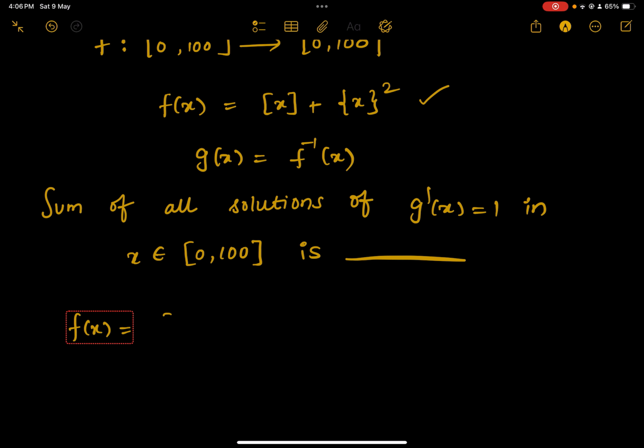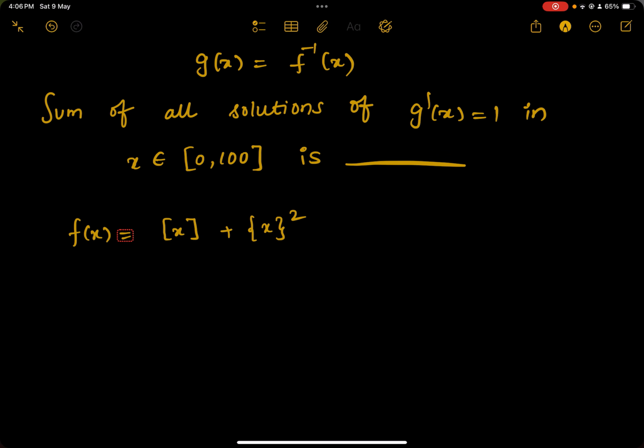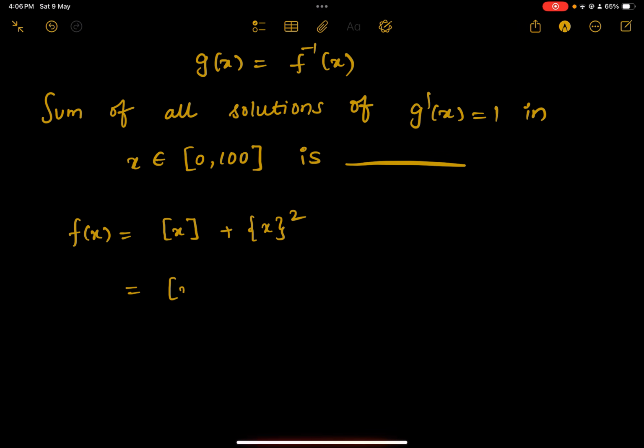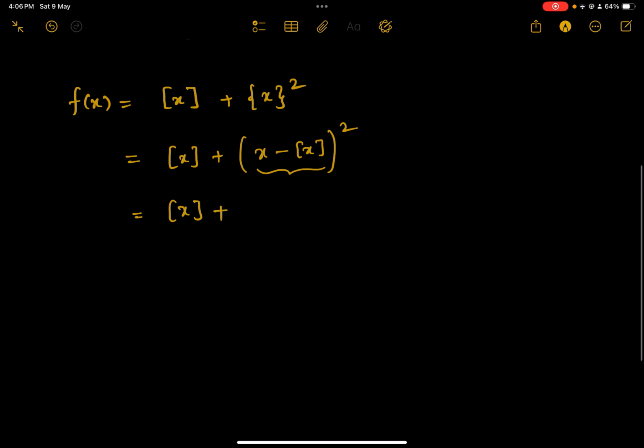f of x is equal to the greatest integer part of x plus the fractional part of x, whole square. Whenever you see fractional part of x, make it a habit to write it in terms of integral part of x. So this is the integral part of x plus (x minus integral part of x), since the fractional part of x can be written like this, whole square. Therefore this is simply the greatest integer part of x, plus x square, plus integral part of x whole square, minus 2x times the integral part of x.